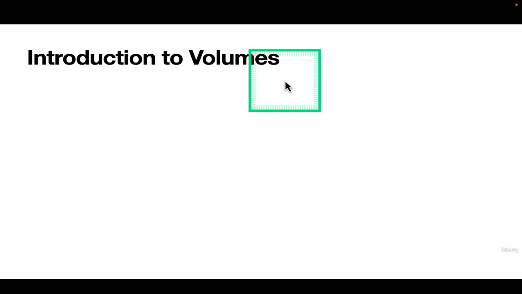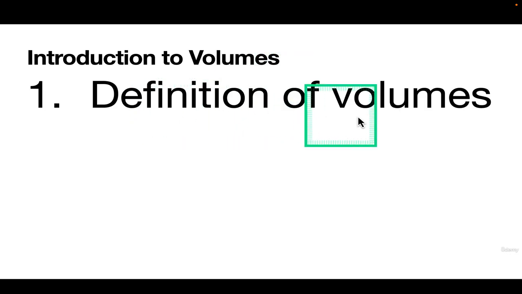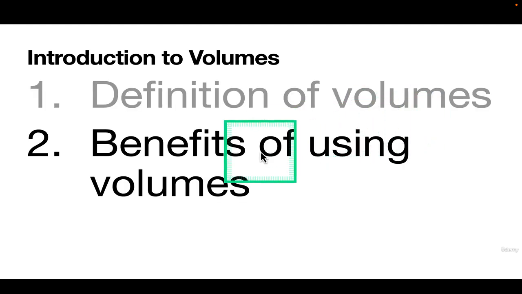So, introduction to volumes. Definition of volumes. Volumes are a way to persist data in Kubernetes and provide storage to containers within a pod. Benefits of using volumes. Benefits include sharing data between containers, retaining data after container restarts, and abstracting storage details.